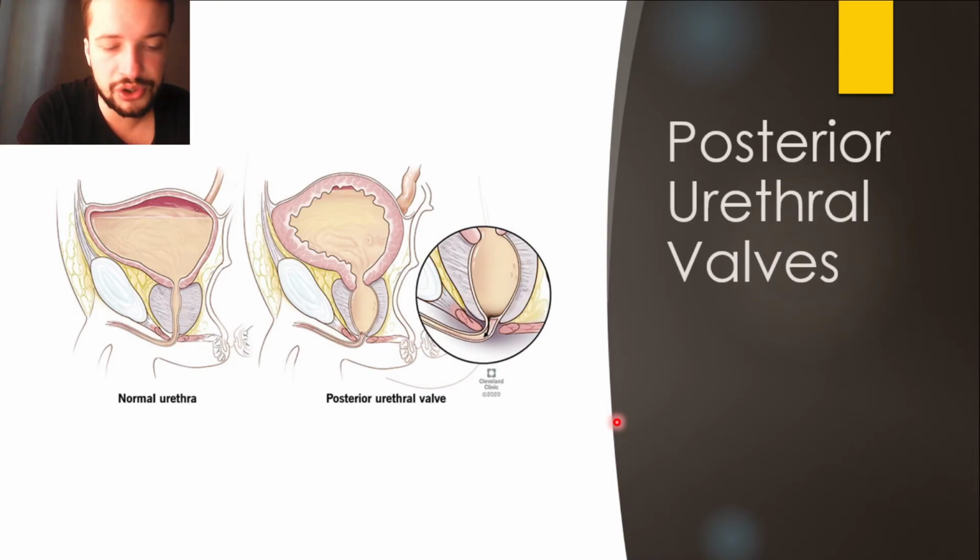Adequate care should be taken to ensure that the tube does not coil within the posterior urethra. Fluid and electrolyte management is critical in the initial period. After initial stabilization, endoscopic valve ablation or resection is the treatment of choice.